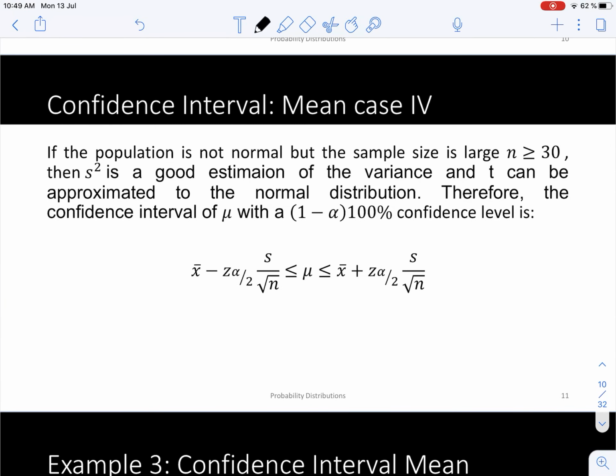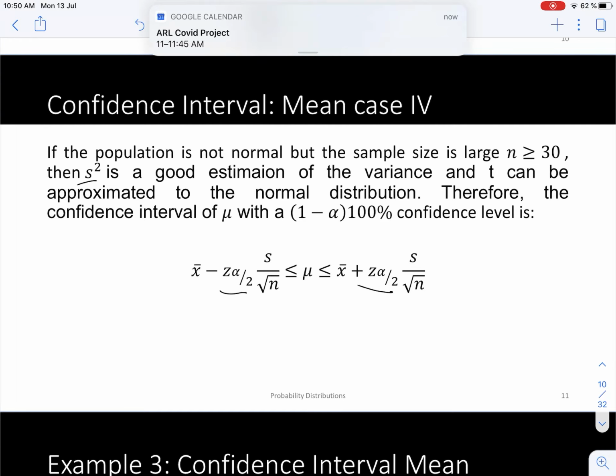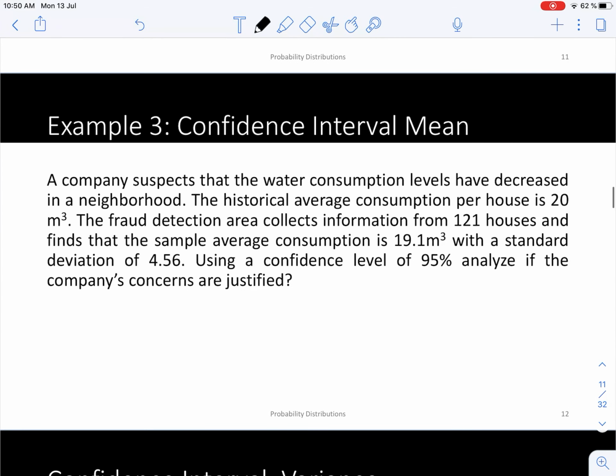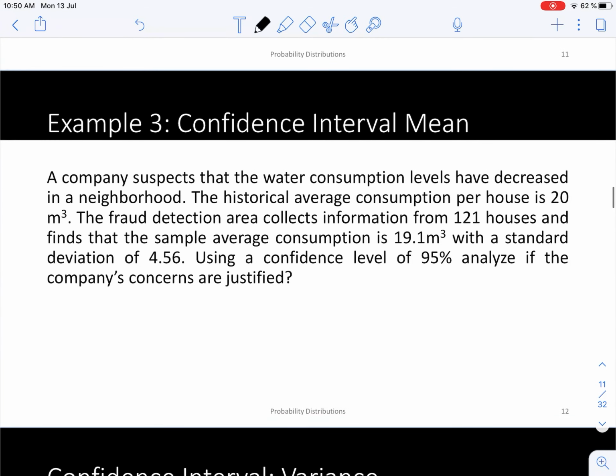Case 4: if the population is not normal, but the sample size is large, then s squared is a good estimation of the variance. Therefore, we can approximate to the normal distribution. We can use z. That's the important part. All right, so let's solve this problem.